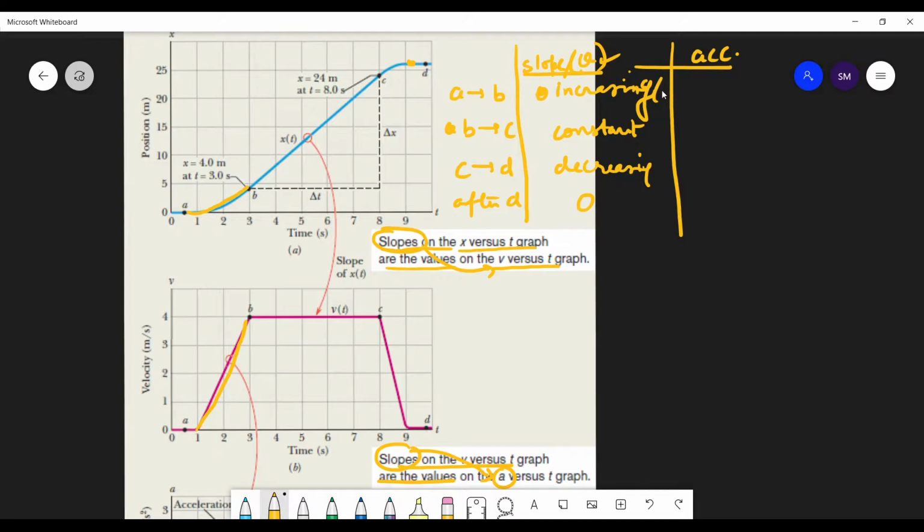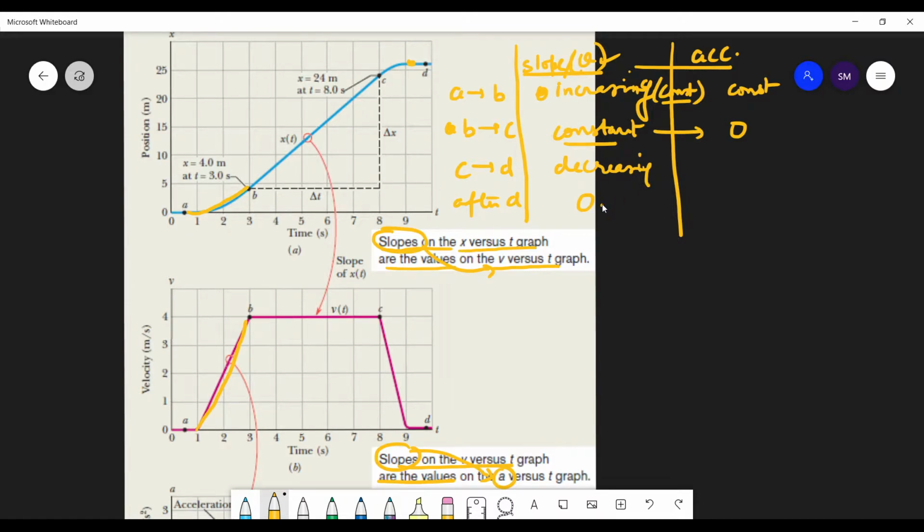Increasing in a constant manner. The slope was increasing in a constant manner. So acceleration is constant. The slope is increasing but in a constant manner. Now the slope is constant. So the derivative of this is actually the derivative. So the derivative of a constant is 0.